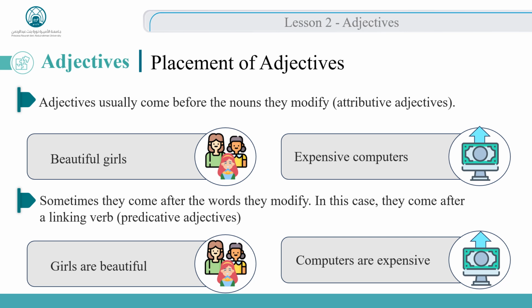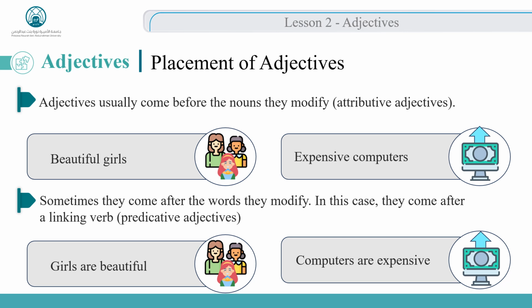Placement of adjectives. Where would we place the adjective in the sentence? Mainly, we have two places for the adjective, and it depends on which kind of adjective we're using. First, we have the attributive adjective. The attributive adjective comes before the noun it modifies. For example, we say beautiful girls, expensive computers, fast cars. Here, the adjective comes before the noun.